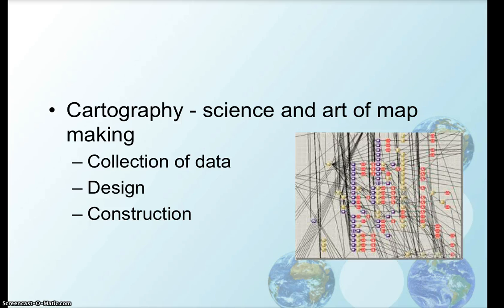And it's important to think about cartography as both a science and an art of map making. It's a science in terms of wanting to have accurate representations and data collection, but it's also an art in terms of making design choices in trying to find ways to put a map together that's aesthetically pleasing as well as conveying information. So folks that make maps go through a process of collecting data, designing the map, and then constructing the map.